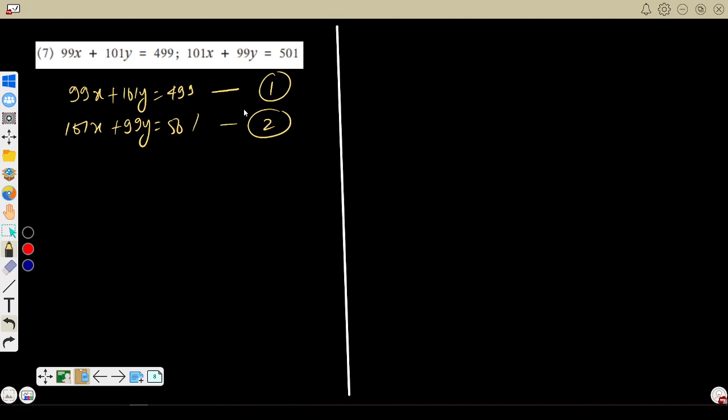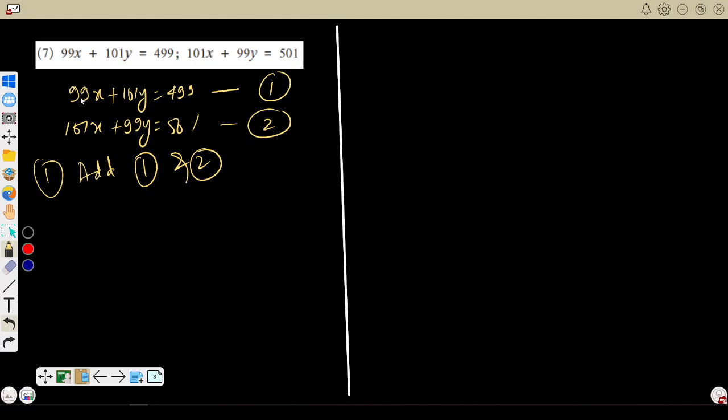Now if you look at the coefficients of x and y, the numbers are large, 99, 101. The constants are again 499, 501. So the calculation will be difficult, not convenient for us. So what we do is we simplify the given equations. To simplify this, the first step is to add equation 1 and 2.